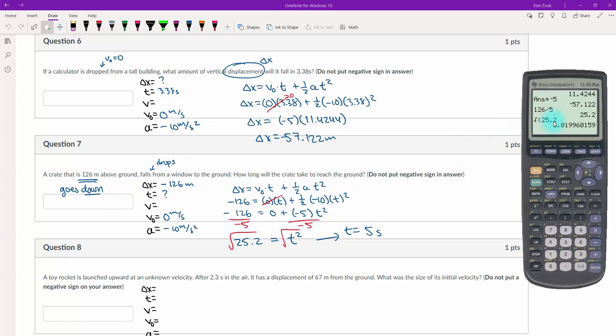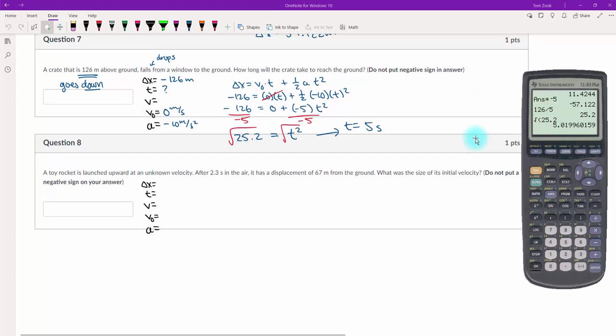All right, last problem. This one's the doozy. Probably work this one out live, just because this is a problem that people had trouble with when taking the quiz. It says a toy rocket is launched upward at an unknown velocity. Ooh. So it's launched upward, unknown velocity. After 2.3 seconds, I'm going to live write this in, it has a displacement of 67 meters from the ground. So positive 67. And we want to know the size of the initial velocity. So V0 is our question mark.